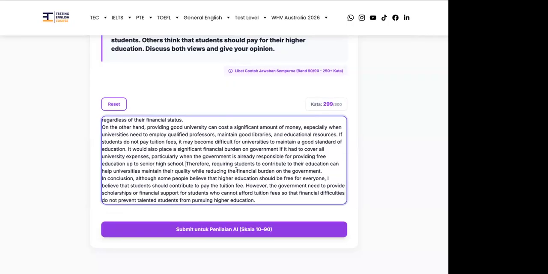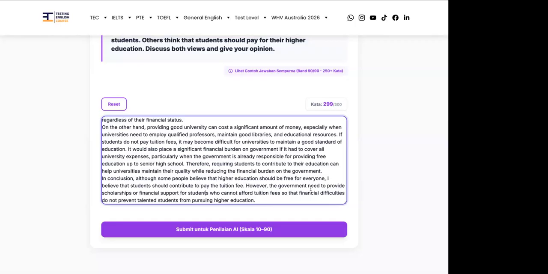I like this one. Therefore, can university maintain their quality while reducing, maintain their quality while, after while you go with ing. That's nice. In conclusion, although some people believe that higher education should be free for everyone, I believe this students should contribute to pay the tuition fee.